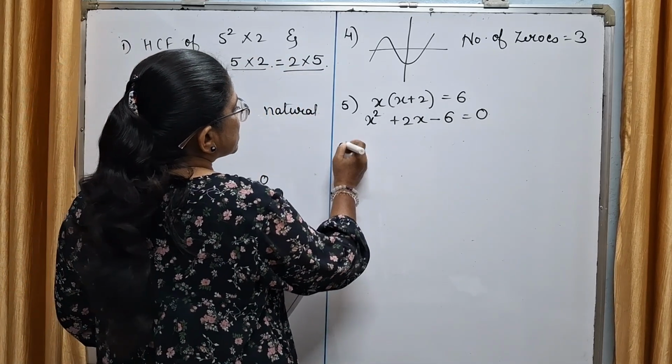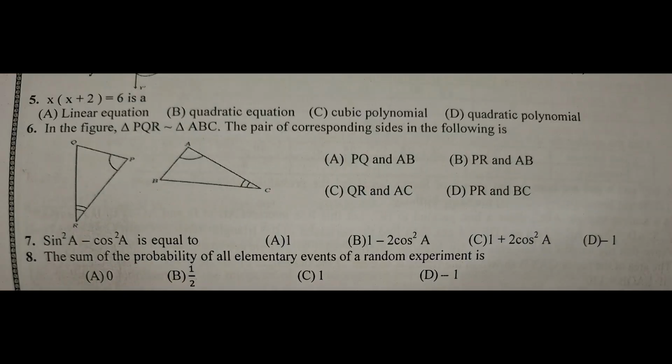So next one, sixth one. Now in this case, they say here two triangles are given. It's something like this. P, Q, R. Markings are here. And one more is given here like this. And then here it's A, B, C.